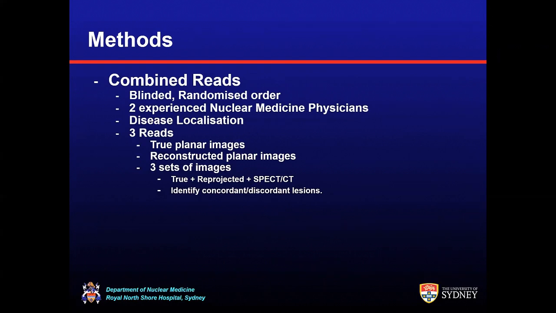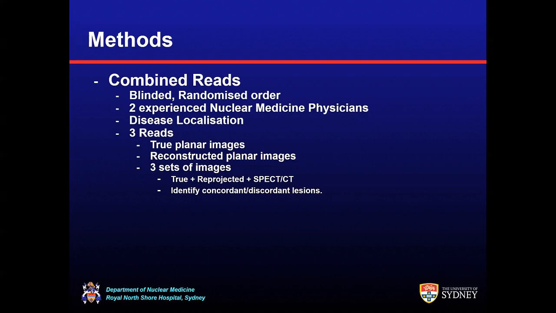The scan interpretation was done as a combined read, and the readers were blinded and the patients were interpreted in a random order. There were 2 experienced nuclear medicine physicians who performed the read, and disease localization, specifically the number of lesions in each body area, was then recorded. Specifically, the areas of interest were the liver, the upper abdomen, the thorax, bony disease, as well as head and neck deposits.